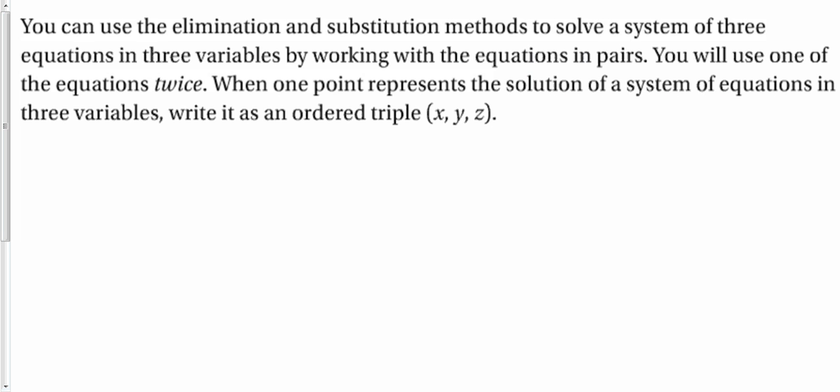So, let's try first with our 2 methods that we know how to use. We know how to use the elimination and substitution methods, and we're going to use them to solve systems of 3 variables by working with the equations in pairs. Since we have 3 equations, we're going to pick 2 of them, then pick another 2 of them, which means we're going to use 1 equation twice. And when we get down to just 1 letter equal to something, we're going to work backwards. When one point represents the solution of a system of equations in 3 variables, we're going to write it as an ordered triple, x, y, and z.